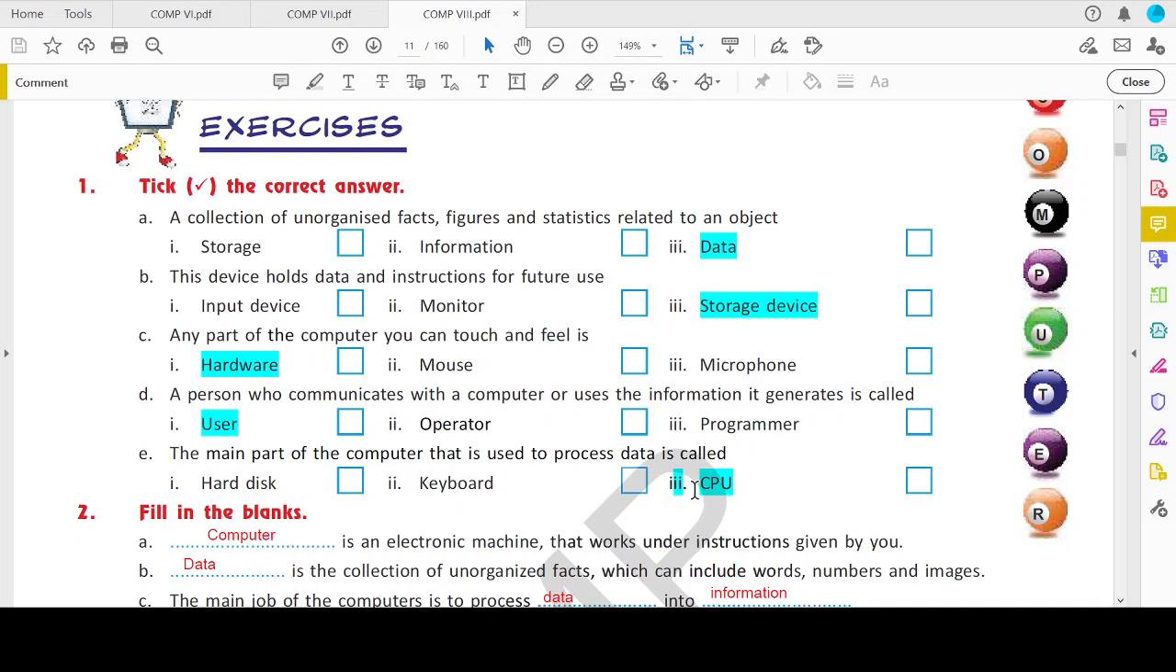We have already known the three parts of CPU. Remember, in the last tutorial, we have learned that CPU contains three parts: the arithmetic logic unit, ALU, the memory unit, and the control unit. So these are the three units of CPU. Okay, and it acts as the brain of the computer.